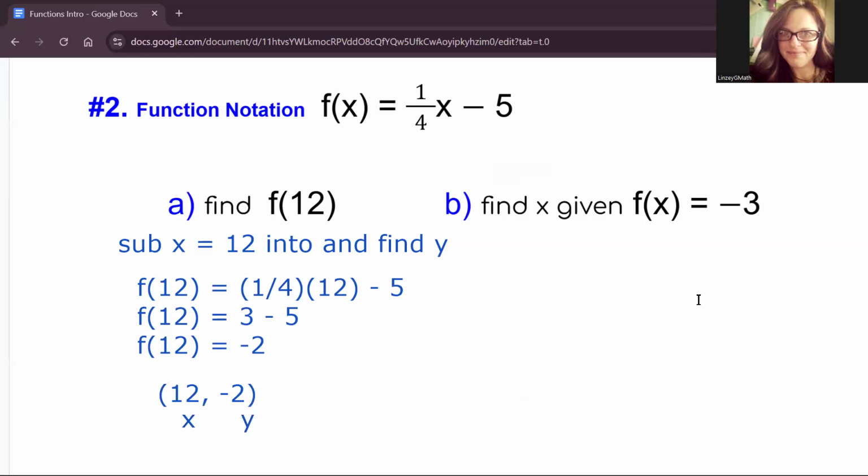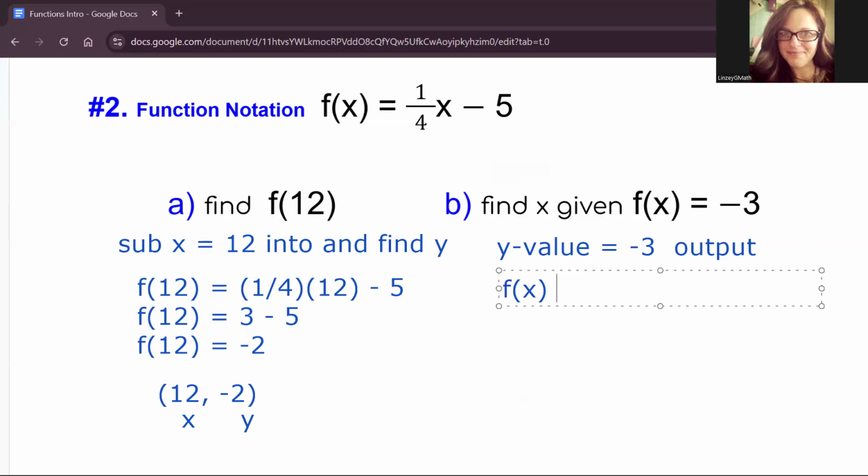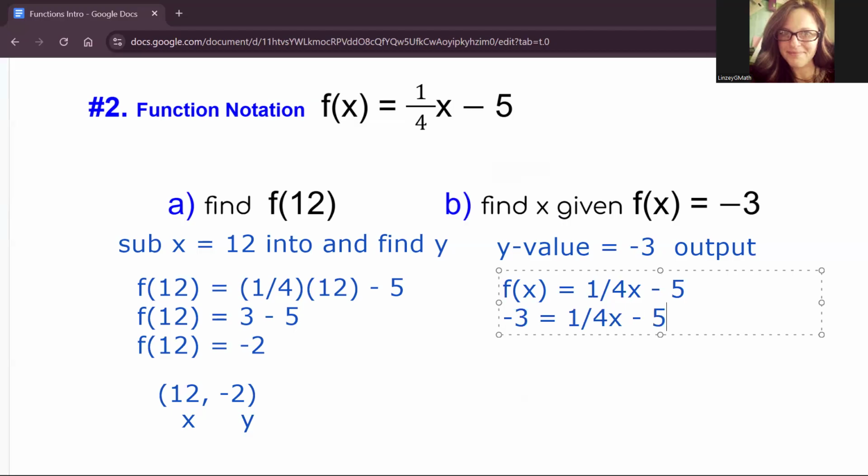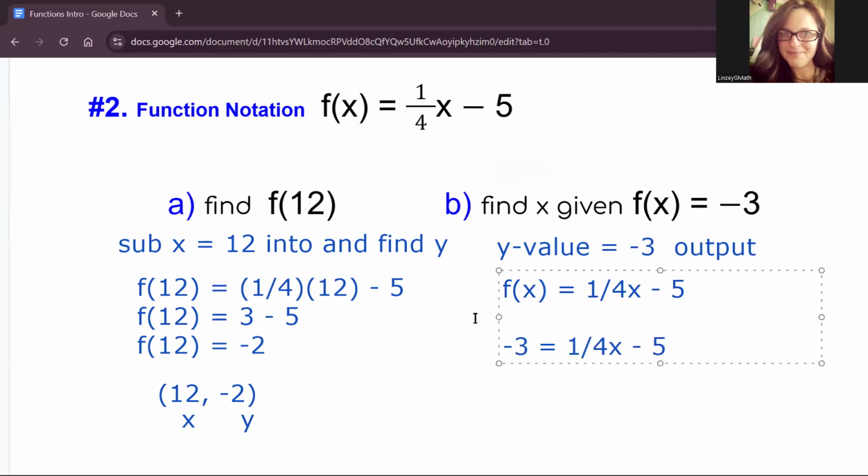Part B, find x given f of x is equal to -3. So this means that the y value is equal to -3, the output. So we're going to replace f of x. We're going to replace f of x with -3 and then solve this equation for x.